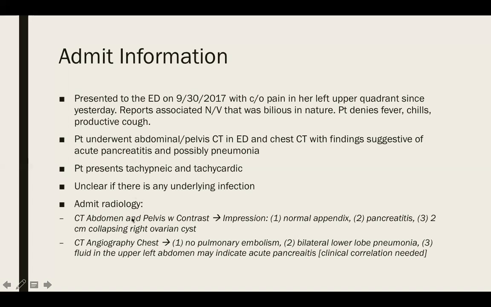The CT of the abdomen and pelvis with contrast showed a normal appendix, showed pancreatitis, and also showed a right ovarian cyst. And then the CT of the chest showed no pulmonary embolism, bilateral lower lobe pneumonia, and fluid in the upper left abdomen, which indicated acute pancreatitis, but as it mentions there, clinical correlation was needed. You can't just diagnose pancreatitis from that.